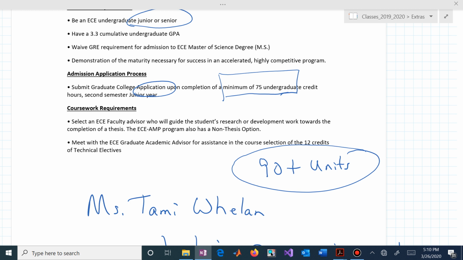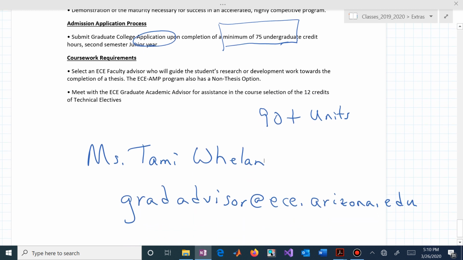So if it was a dual numbered class, you would want to take the 500 version. If it's a graduate only class, you can take that, and that would then be one of your up to 4 classes that you could take as an undergrad to satisfy both your undergraduate degree requirements and your graduate degree requirements. If it's a good fit or not, that's what you need to be thinking about now.